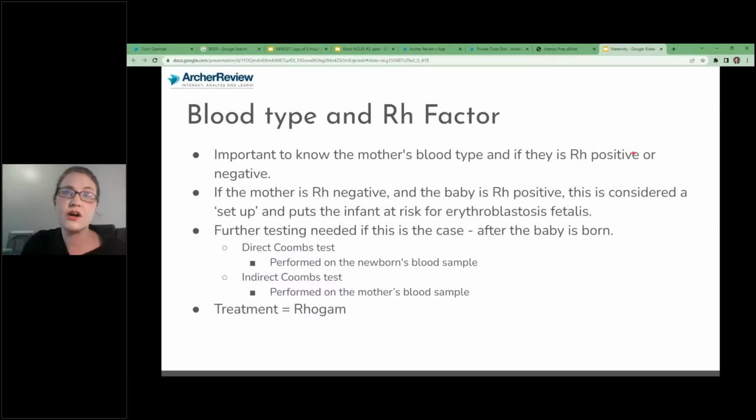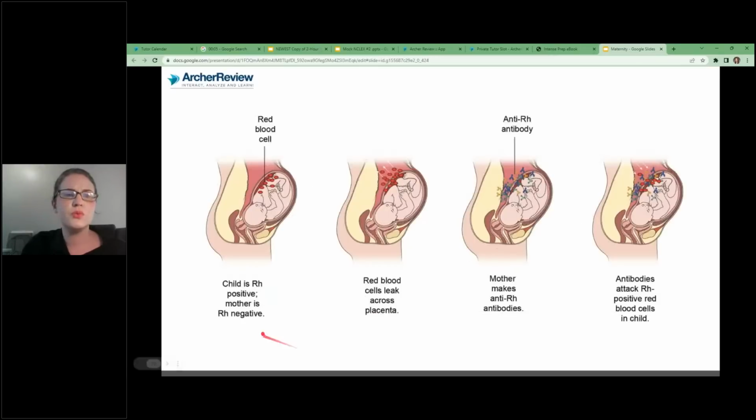And if the mother's RH positive, we don't need to worry because RH positive blood can be exposed to both RH positive and negative blood and nothing bad will happen. But about 10% of our pregnant patients are going to be RH negative. Those are the ones you have to watch like a hawk because if they have a baby who's RH positive, that's a setup for something called erythroblastosis fetalis.